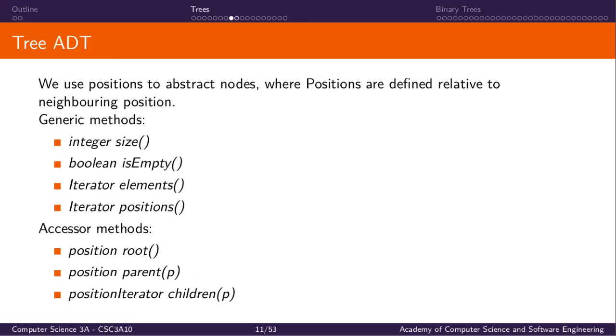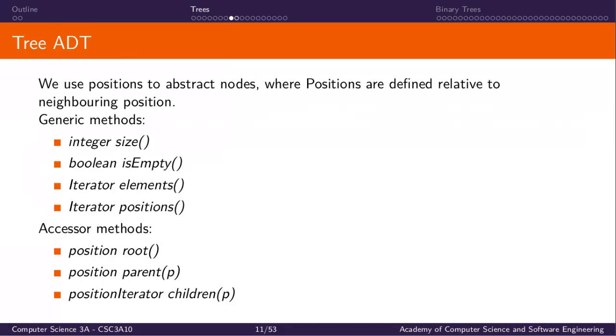And then we have that 1 plus maximum height. So for our ADT, what are the behaviors that we would like? So we could use positions. Our nodes would then implement these positions.